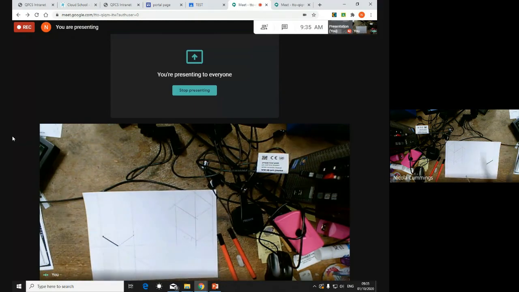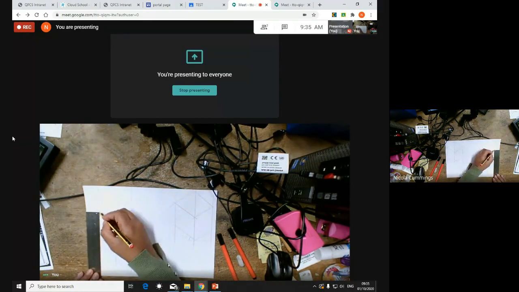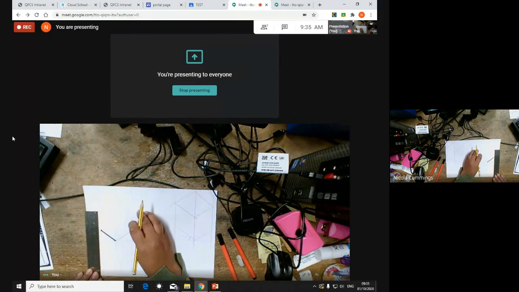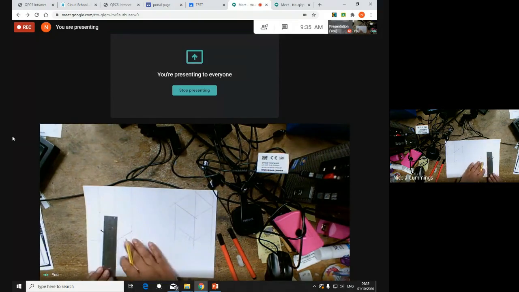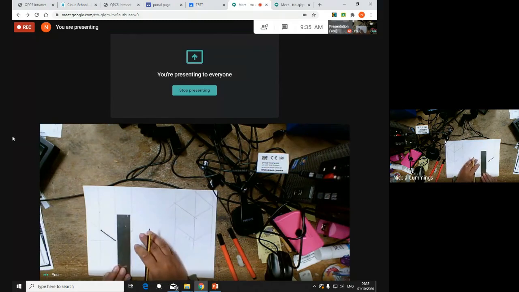So how big is my square? I said 4 centimeters. So I'm now going to measure up for 4 centimeters. I'm now going to measure up for 4 centimeters. And here again, I'm going to measure up for 4 centimeters.